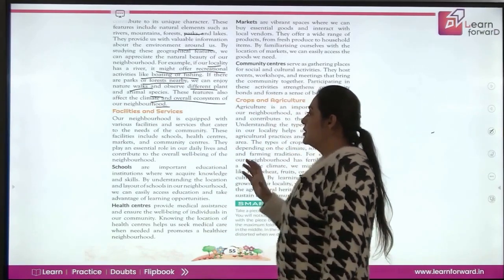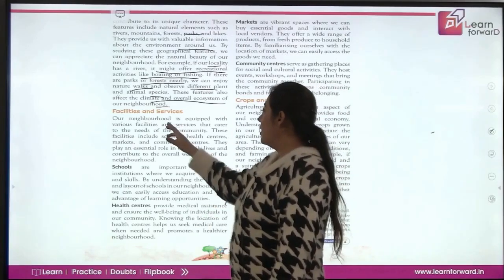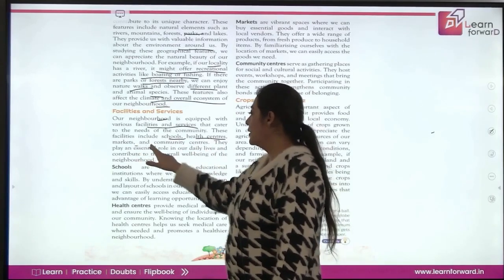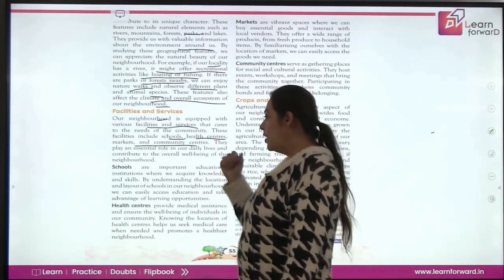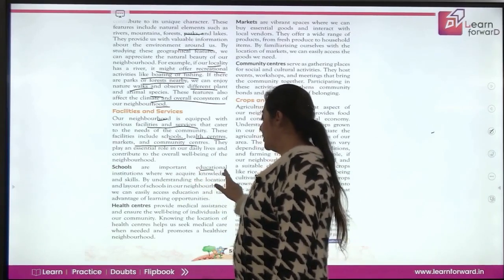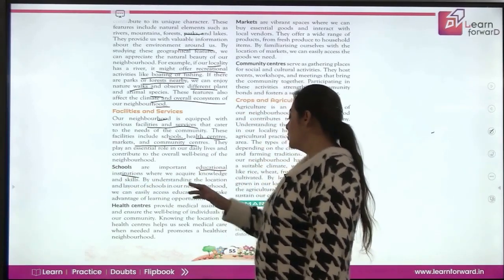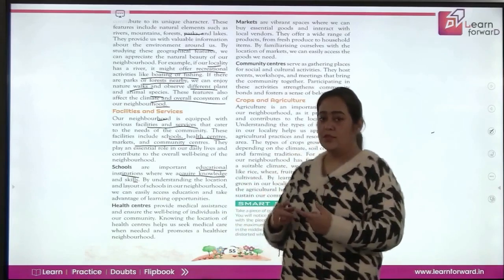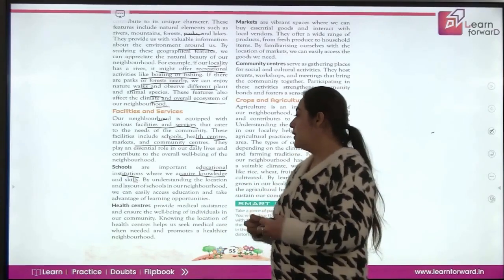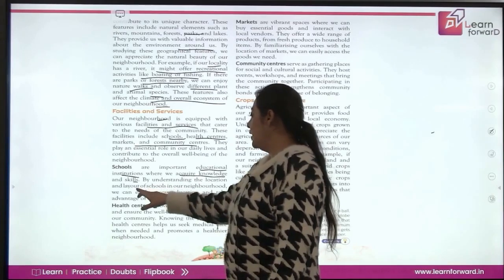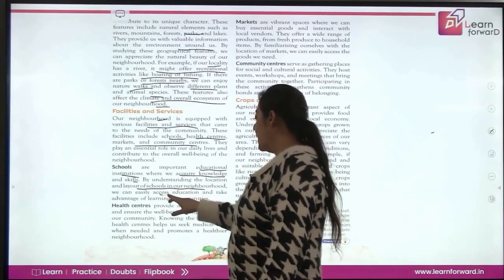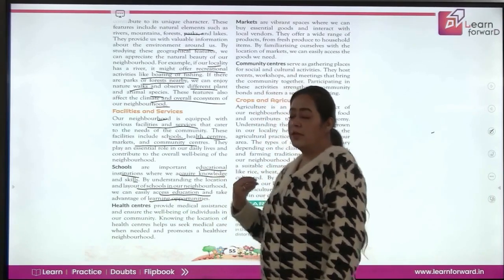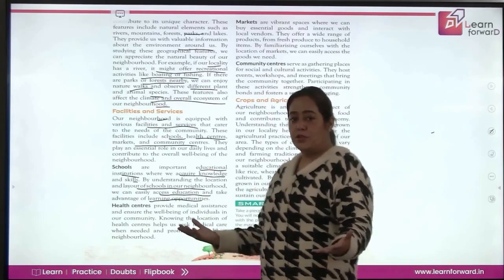Now, what are the facilities and services that a neighborhood provides? Our neighborhood has various facilities and services, which may include schools, healthcare center, market and community, which play an important role. Let's study how. Schools are important educational institutions. They are educational institutions where we acquire knowledge and skills. We go to school and learn a lot, whether academic or non-academic, we learn many skills. By understanding the location and layout of schools in a neighborhood, we can easily access education and take advantage of learning opportunities. So by understanding this, we are able to understand the learning opportunities around us.